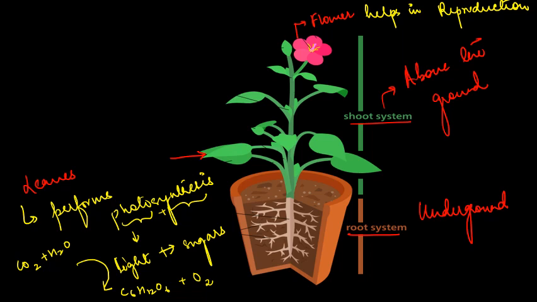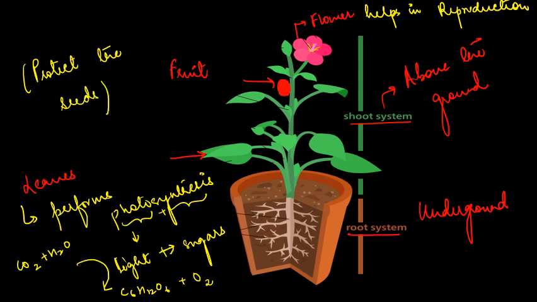Next, coming to the fruit. Some plants have fruits, some do not. Say this red one is a fruit, right? Now tell me, what is the function of the fruit? It protects the seeds. If you see inside the fruit, what is present? Seeds are present. So the fruits protect the seeds, right?